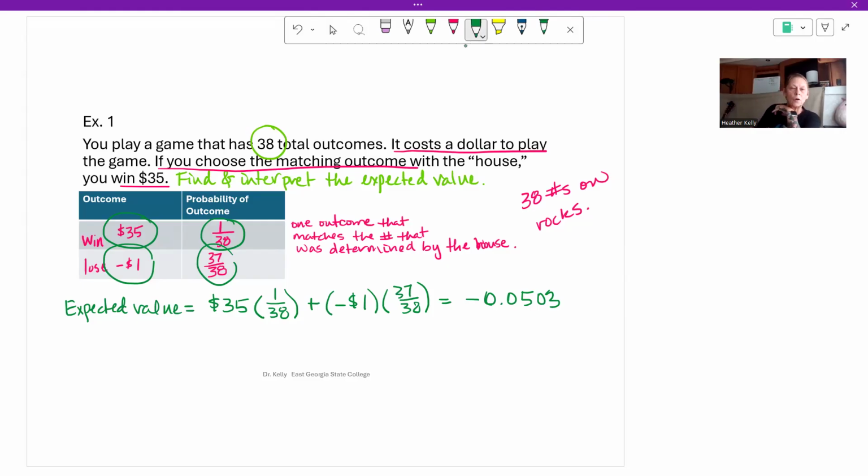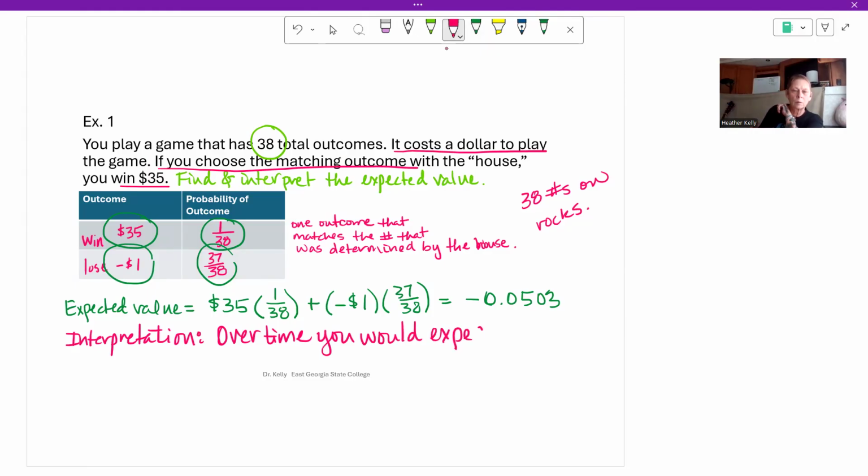And so what is our interpretation? The interpretation here is over time, you would expect to lose an average of 5 cents each time you played.